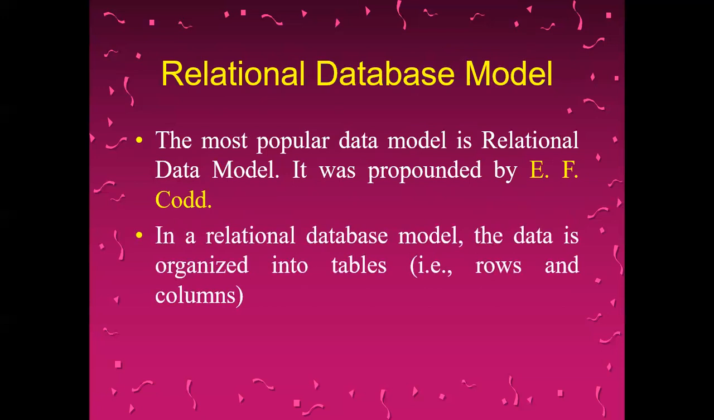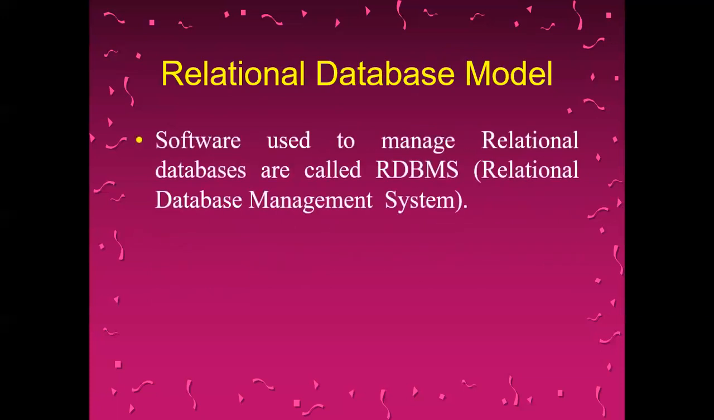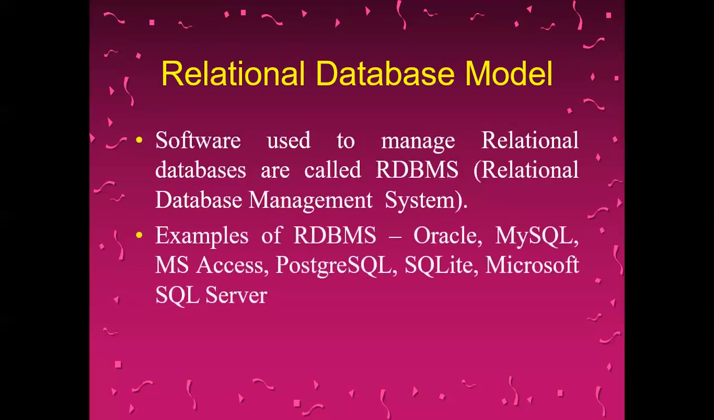In a relational database model, the data is organized into tables, that is, as a combination of rows and columns. The software used to manage these relational databases is called RDBMS, or Relational Database Management System. Examples of RDBMS include Oracle, MySQL, MS Access, PostgreSQL, SQLite, Microsoft SQL Server, etc. Among these, MySQL, PostgreSQL, and SQLite are open source relational database management systems.